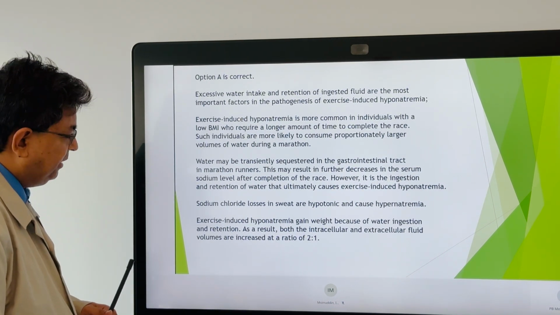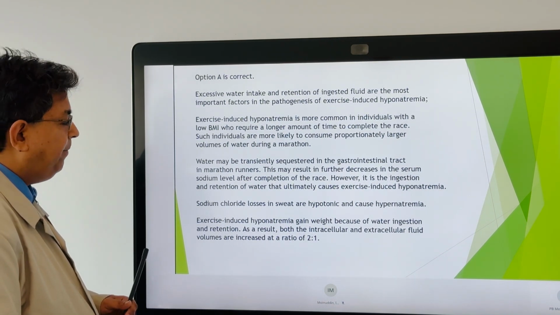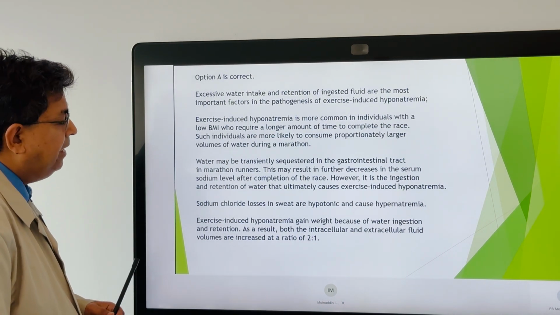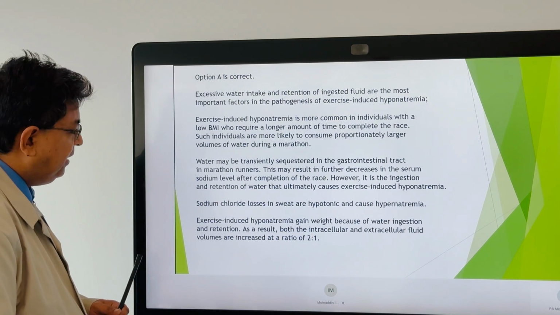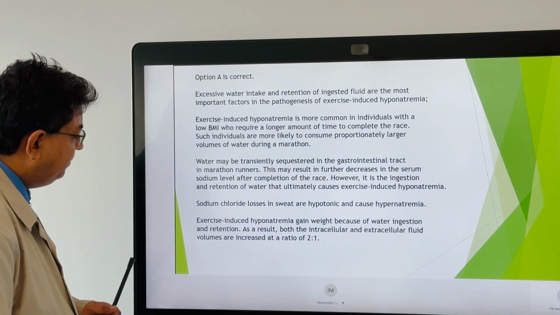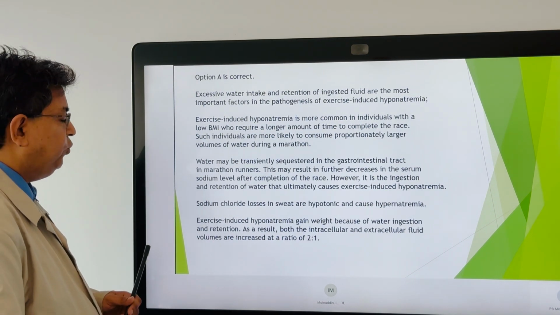Sodium chloride losses in sweat are hypotonic and cause hypernatremia. Individuals with exercise-induced hyponatremia gain weight because of water ingestion and retention. As a result, both the intracellular and extracellular fluid volumes are increased at a ratio of 2 to 1.